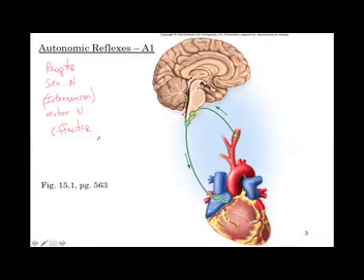Well, in autonomic reflex arcs, we have the effectors, and those are going to be the cardiac muscle, smooth muscles, and that would be smooth muscles associated with glands, smooth muscles associated with the digestive tract, smooth muscles associated with blood vessels, and glands themselves, both endocrine and exocrine.